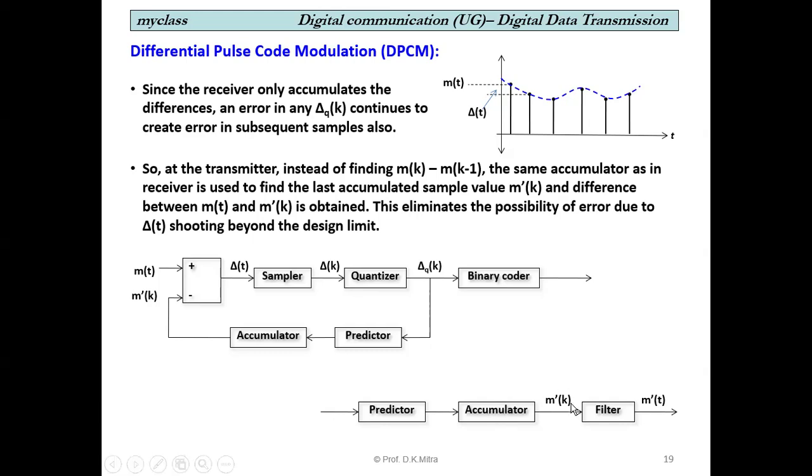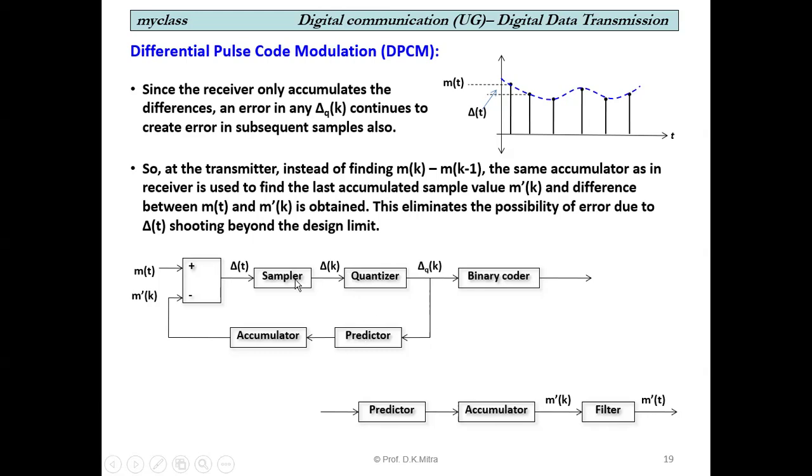Besides, what is the receipt value of the sample, m dash k, receipt sample value. And then it uses a low pass filter to find out m dash t. The same predictor is used in the transmitter side also.